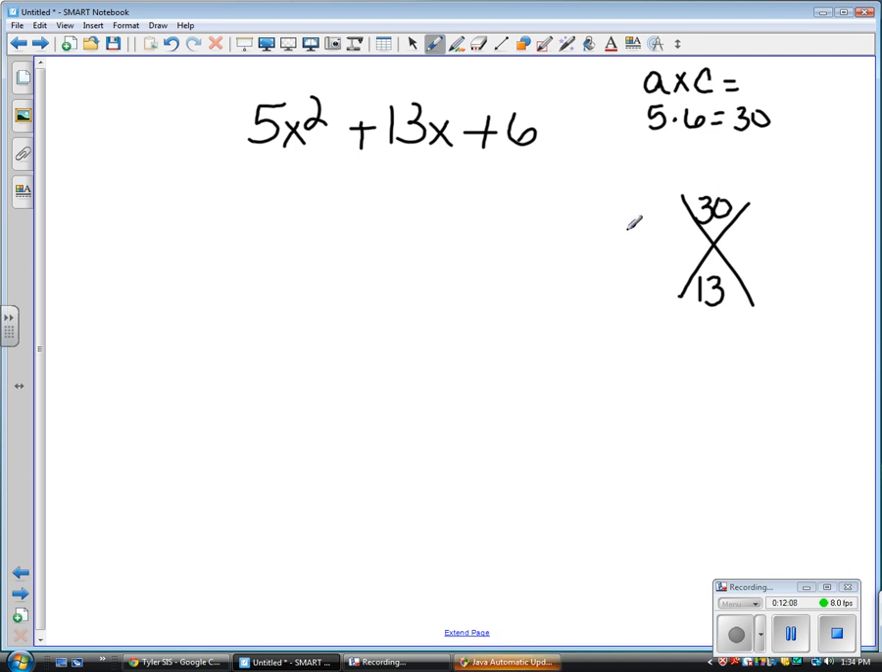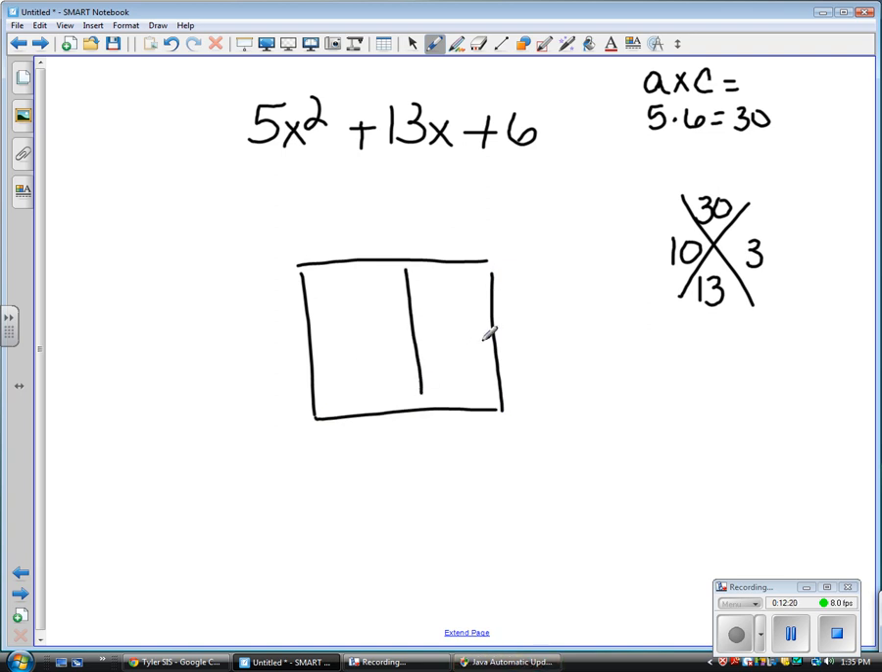So, if I break them down, what are they going to be, Jackson? 10 and 3. They were positive, so these are both positive. So now, when I go to my box, what goes in the first square? 5x squared. What goes in the last square? 6. Now what goes where? So 10x and 3x. Just don't forget that variable.